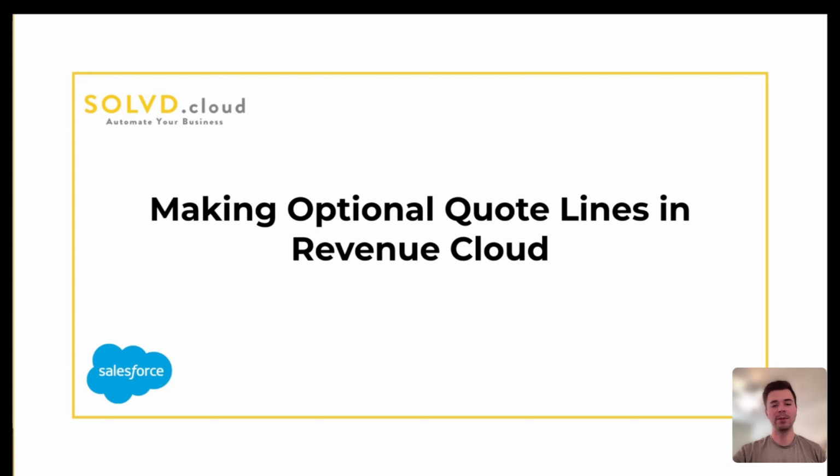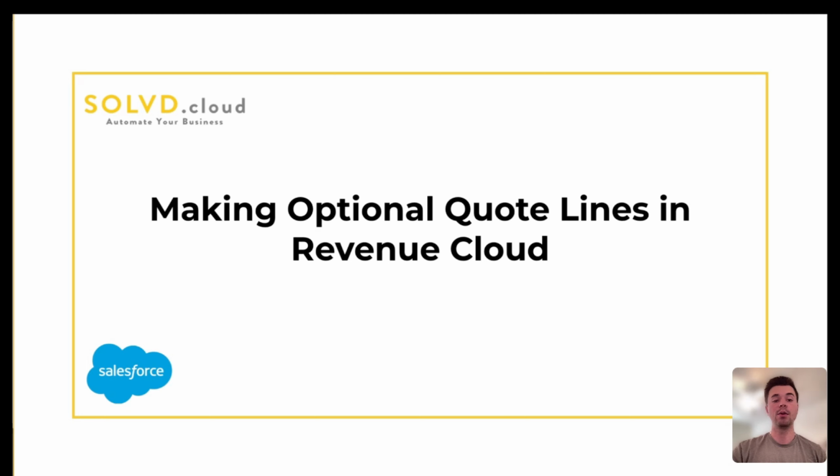Today we're going to be talking about how to make an optional quote line in Revenue Cloud. So if you're like me, you're coming from CPQ, where you could easily check an optional checkbox on the quote line, which would make your quote line not contribute to the quote total and not move on to the order.